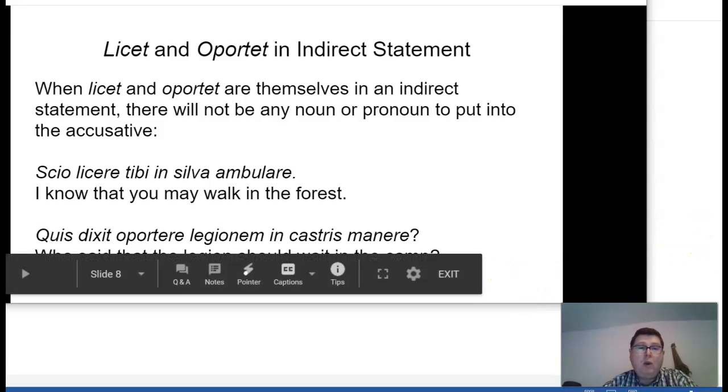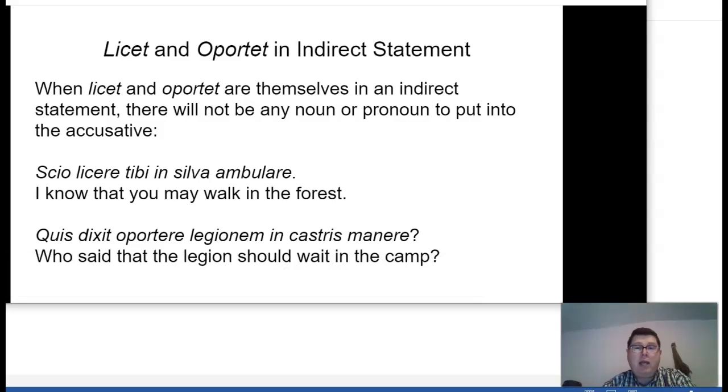Similarly, here's another one. Quis dixit oportere legionem in castris manere? Who said that the legion should wait in the camp? Okay. Now you see that legionem and you might be thinking, oh, maybe that's my subject accusative of oportere. No, that legionem is your subject accusative of manere. Okay. Because oportet usually has a subject accusative and an infinitive.